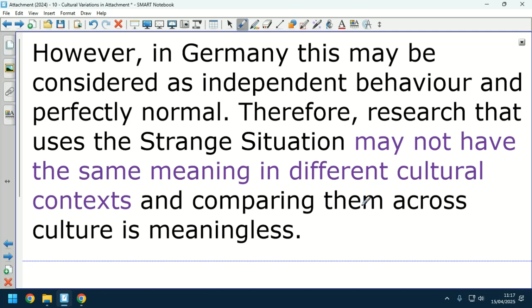So what we then need to take our argument back to is we can't just mention these ideas without actually arguing why this is important. And of course this last statement here says that if you use the strange situation, it may not have the same meaning. Okay, and so therefore what that means is that trying to understand culture without context means that our understanding of that culture is meaningless.